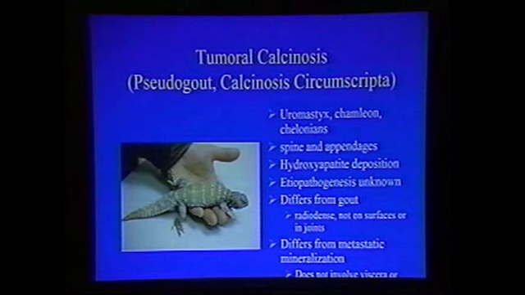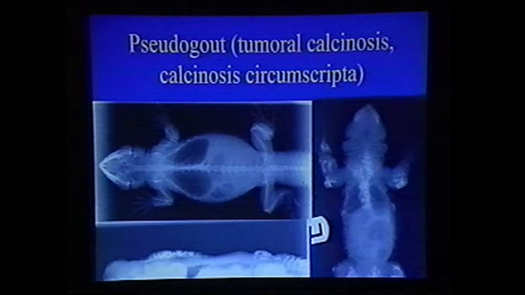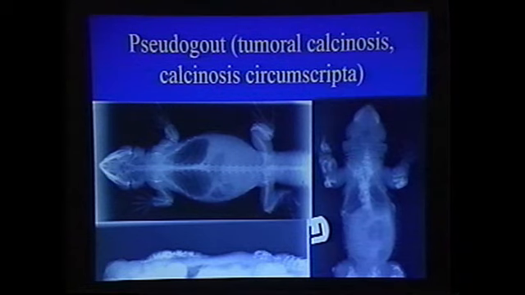It differs significantly from gout in that it is radiodense and does not occur on articular surfaces or in the lumen of joints. It also does not occur in visceral tissues. It differs from metastatic mineralization in that it does not involve the viscera or blood vessels. Pseudogout is intensely radiodense.